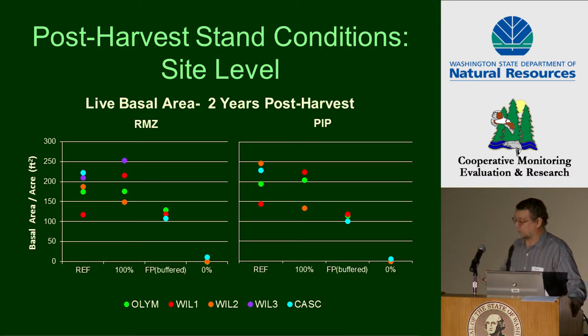So this figure shows a snapshot of the riparian stand conditions 2 years after harvest. So in this one, we have the live basal area per acre on the y-axis and our different treatments across the x-axis. And here you can see those post-harvest stand conditions are rather similar for the reference and the 100% treatment sites. And then we've got lower values in our forest practice buffers, and of course the lowest values in the clear-cut 0% basins. And a very similar pattern in the PIPs.